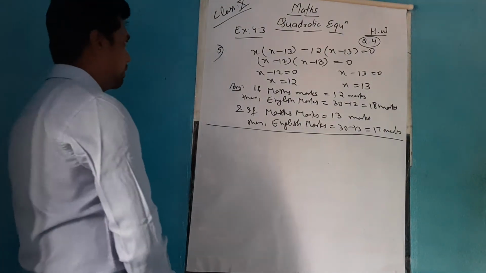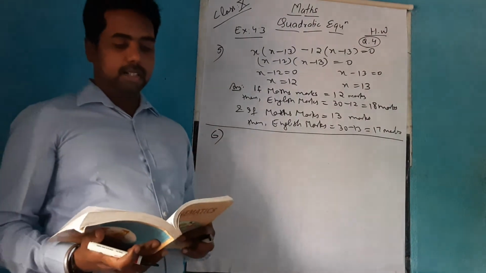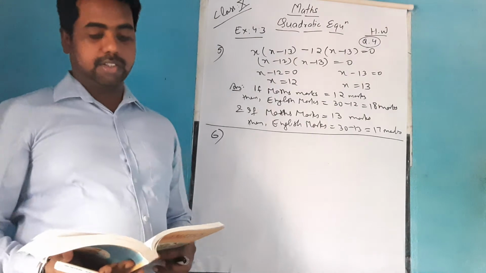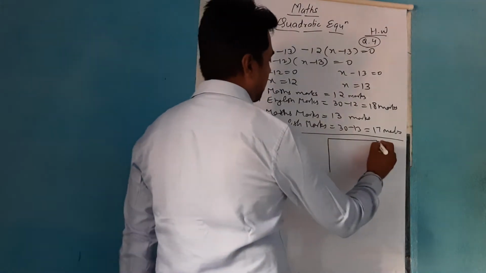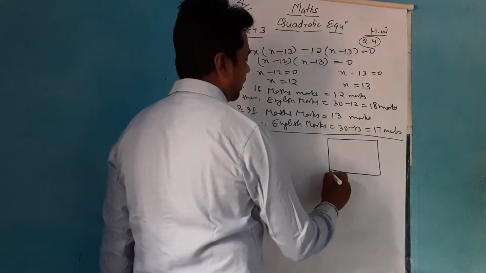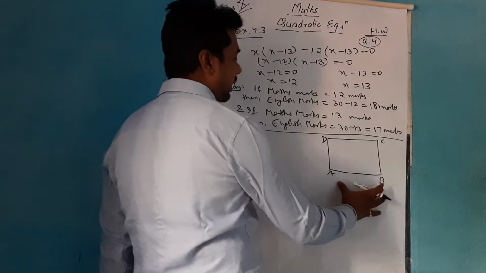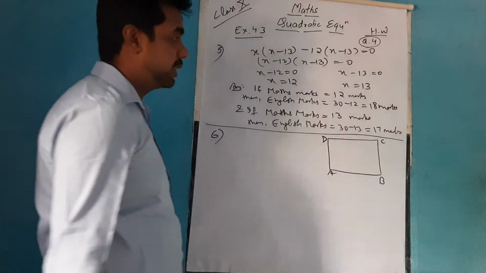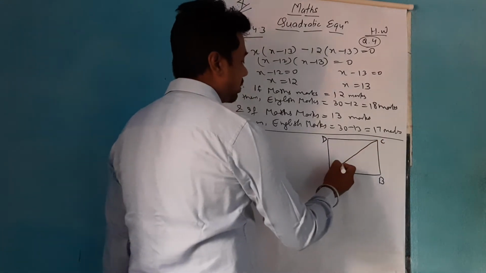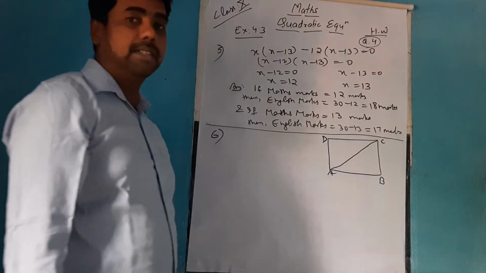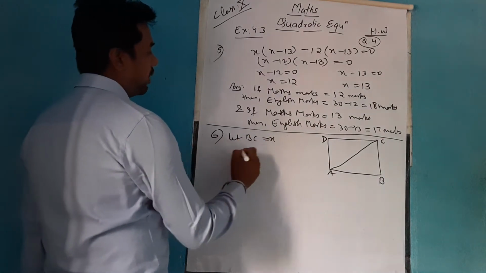Question number 6 says that the diagonal of a rectangular field is 60 meter more than the shorter side. So when you take the shape of a rectangle, you will be able to identify the diagonal, shorter side and the longer side. You are seeing that length is the longer side and the breadth is the shorter side. So we can assume one value of breadth, because on the basis of breadth the value of diagonal is given. So we'll take it as let BC equals x.